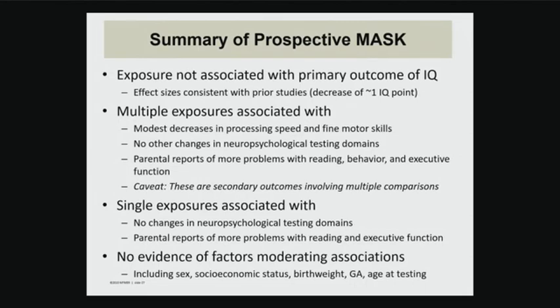There's ways analytically to get around that we're working on, and I can tell you that when you do that, you're still going to find that kids who have multiple exposures have a small decrease in their fine motor skills and processing speed. Single exposures, no change in any neuropsych testing domains, but some parent reports of more problems with reading and executive function. We also did moderator analyses, no moderator of any of these effects. It didn't matter whether they were rich or poor, male or female, high or low birth weight, age of testing.